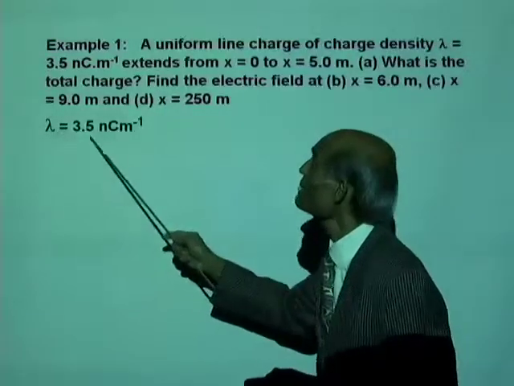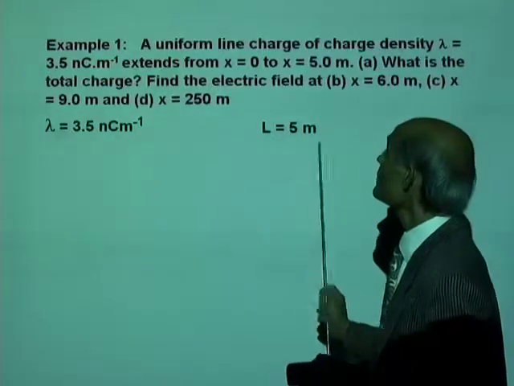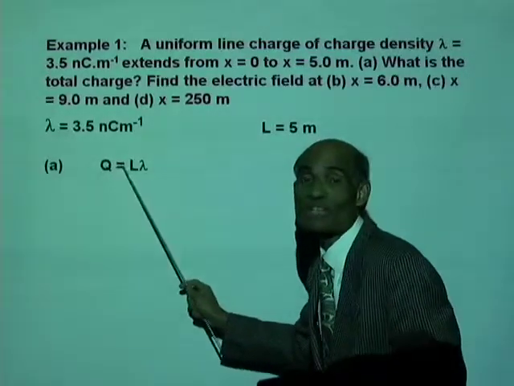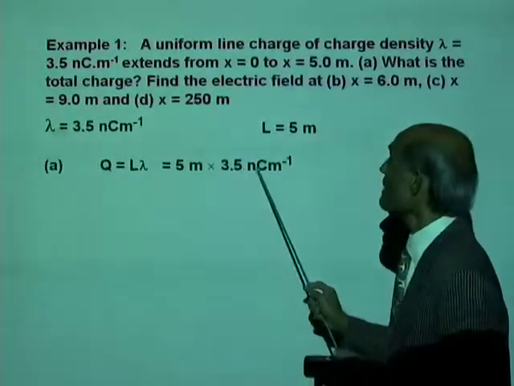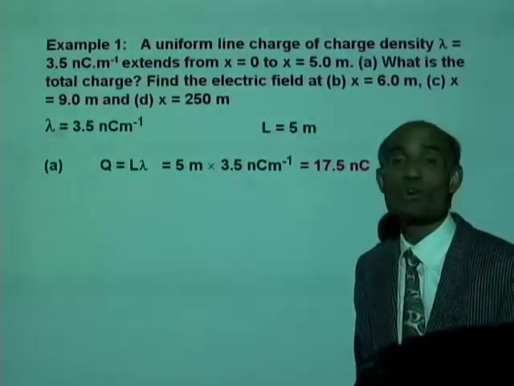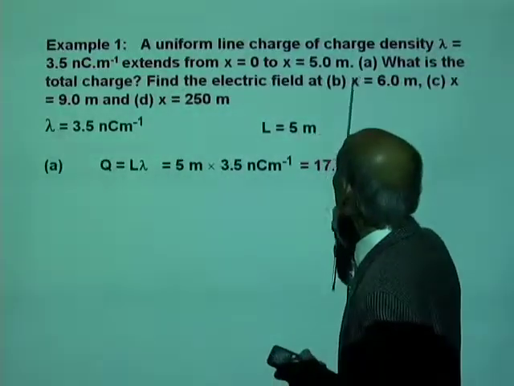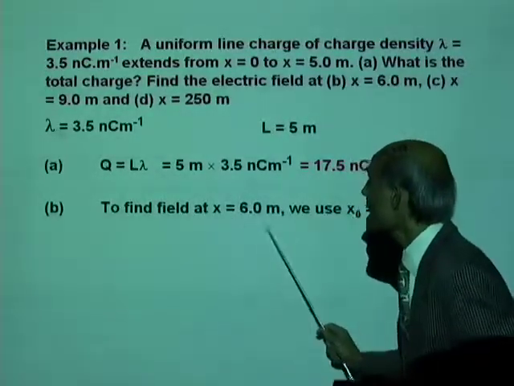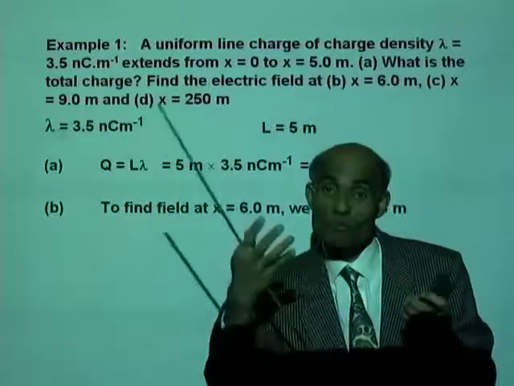Alright, we got lambda equal to 3.5 nanocoulomb per meter and the length equal to 5 meter. Therefore, Q, the total charge on it, is L times lambda, which is 5 meter times 3.5 nanocoulomb per meter, and that is 17.5 nanocoulomb is the total charge on it. Well, now we need to find the electric field at x equal to 6 meter. Tell me, to find the electric field at x equal to 6 meter, do we use the actual formula or the approximate formula?